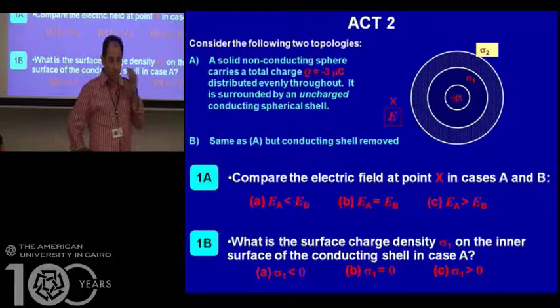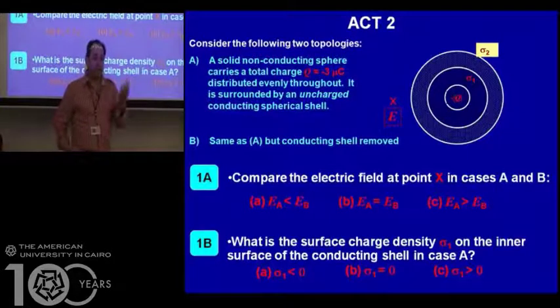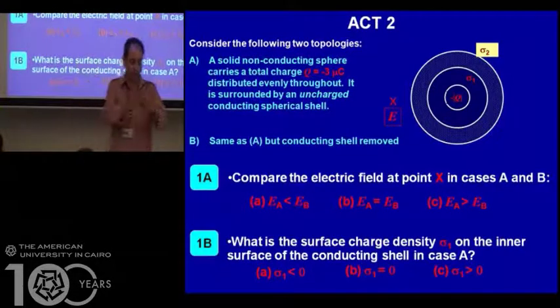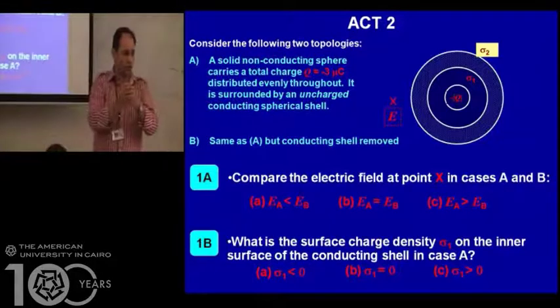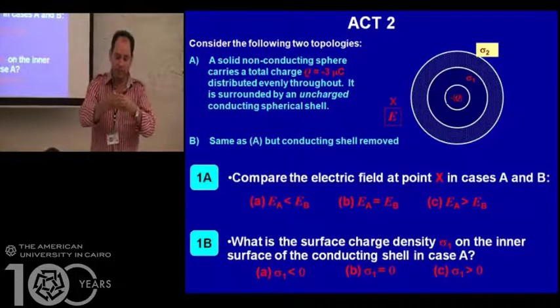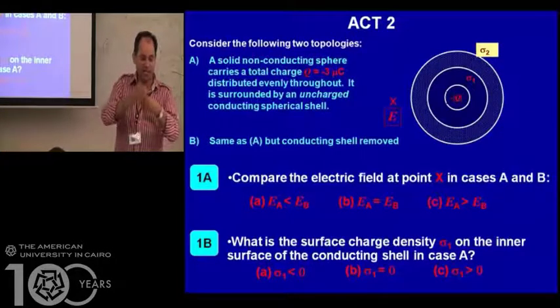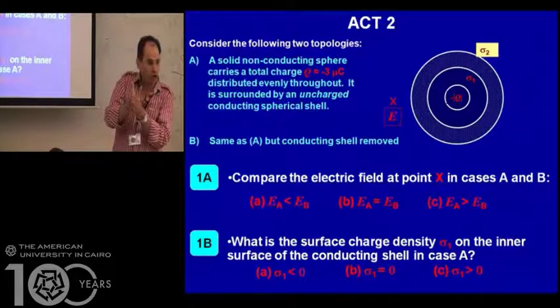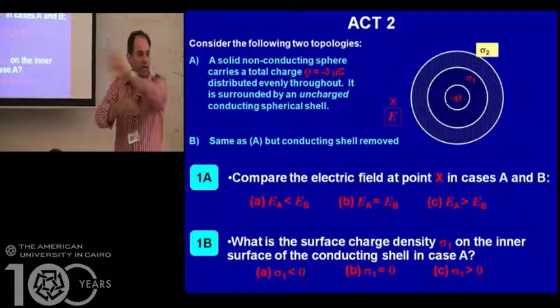Let's think about the physics. What's going to happen? You have a negative charge Q, and you bring something closer to it. If this has a charge positive Q, what's going to happen on that inner surface? You get a negative charge, the same amount of charge, on the inner surface, right? And on the outer surface, you get positive.